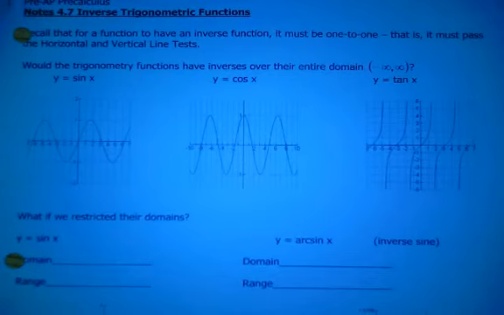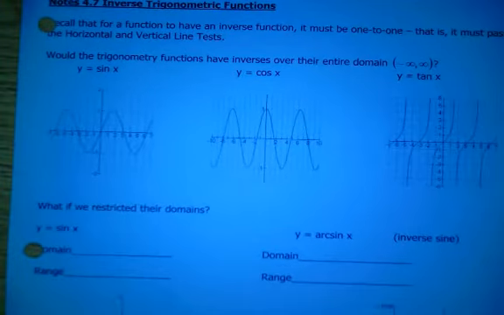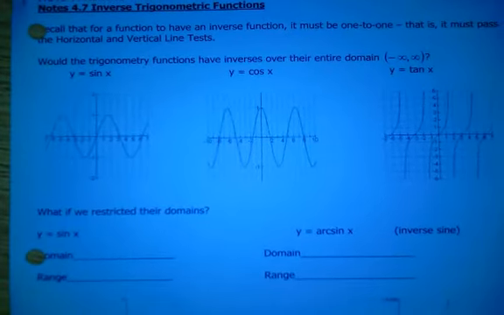All right, class, let's get started here. We are learning about inverse trig. And before we start learning about inverse trig, I'm going to go over their restrictions, which I actually already did in class earlier, but let's go over it for the video.